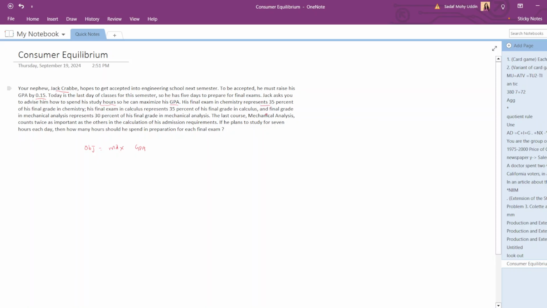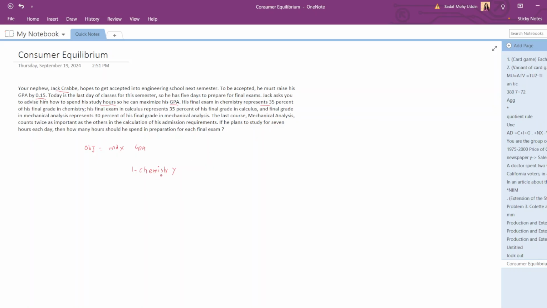In consumer analysis, we would have different goals. In this case, we have three different subjects and weightage assigned to each of them as well. So I'm going to start from here. That is the final exam in chemistry. That's our first subject. Whenever you're given these kinds of questions, try to break them down into different steps, and that will give you a better understanding of how to solve them.